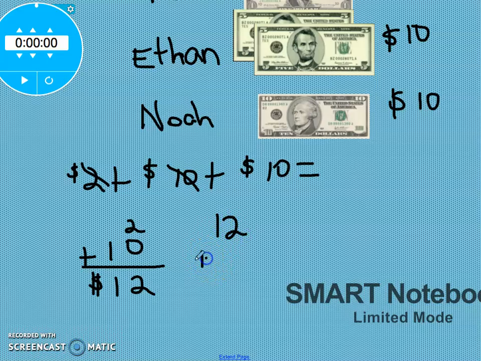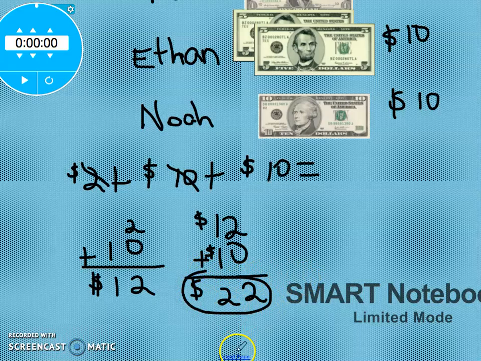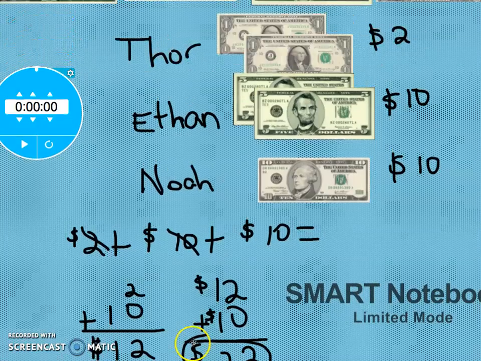That's $12. Now I'm going to add 12 plus 10. I look at my ones place. 2 plus 0 is 2. And 1 plus 1 is 2. So how much money does Thor have in all? Yes, $22. Great job, guys.